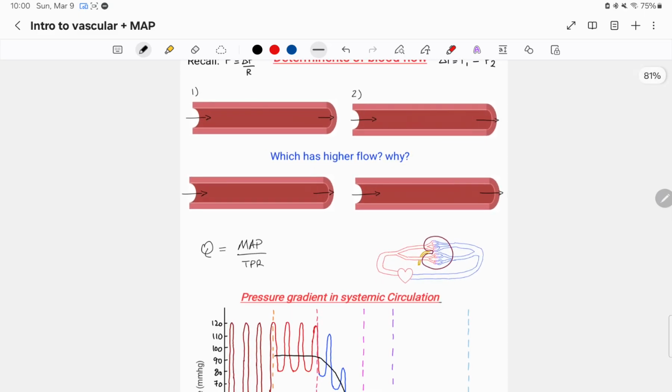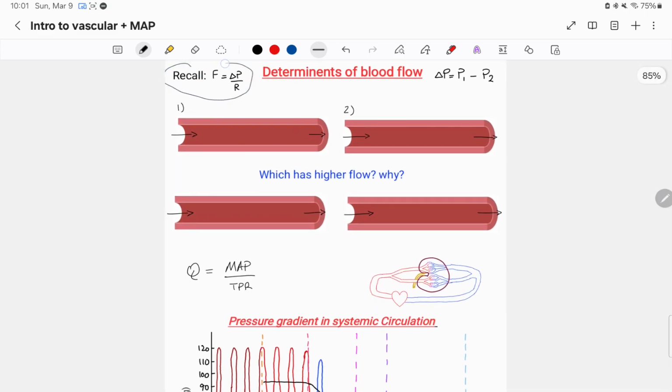So again, first of all, I need you to recall Poiseuille's law right there, that blood flow equals a change in pressure over resistance. What does a change in pressure mean? The change in pressure refers to the pressure that I enter the vessel in and the pressure that I leave the vessel with. So P1 subtracted by P2 is my change in pressure. And that is the formula for it, right over here, okay? So a change in pressure equals the pressure that I enter the vessel in and the pressure that I leave the vessel in, okay?